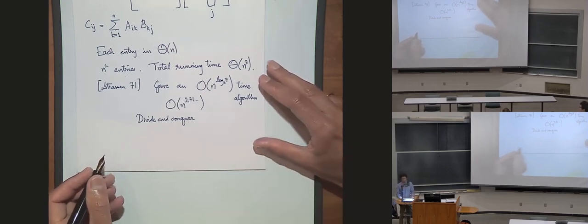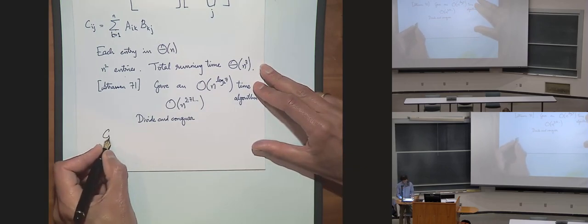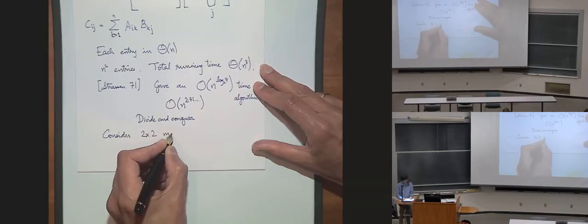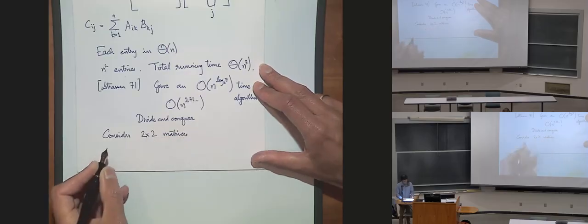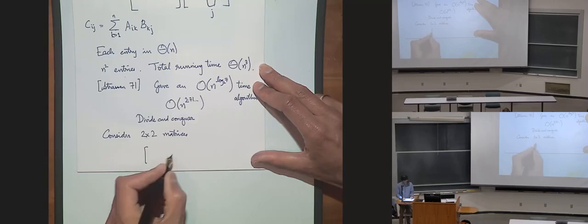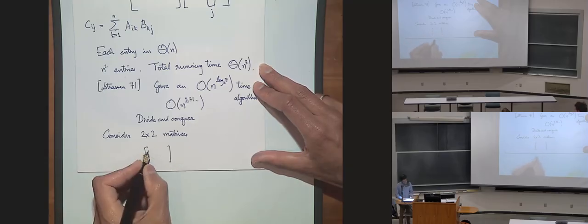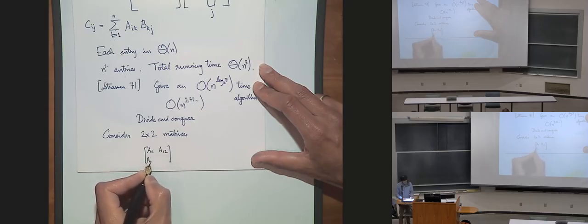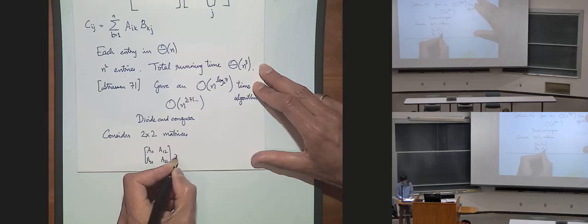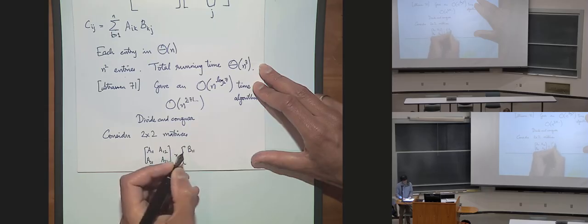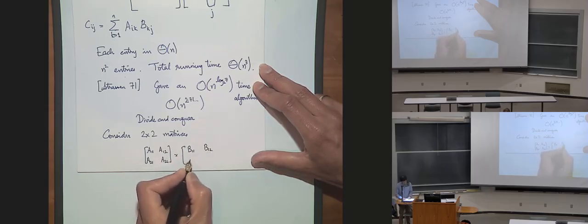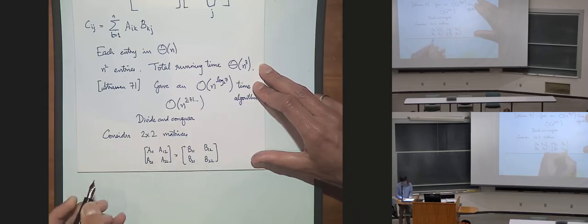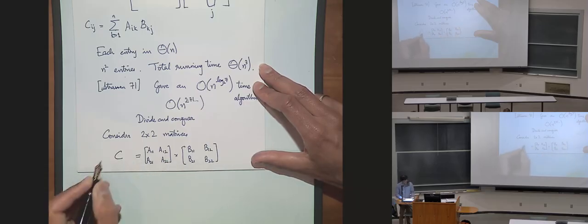So how does it work? Let me give you a simpler question. Just consider 2 by 2 matrices. You have just 4 entries, A11, A12, A21, A22, times B11, B12, B21, B22, and this is equal to C.